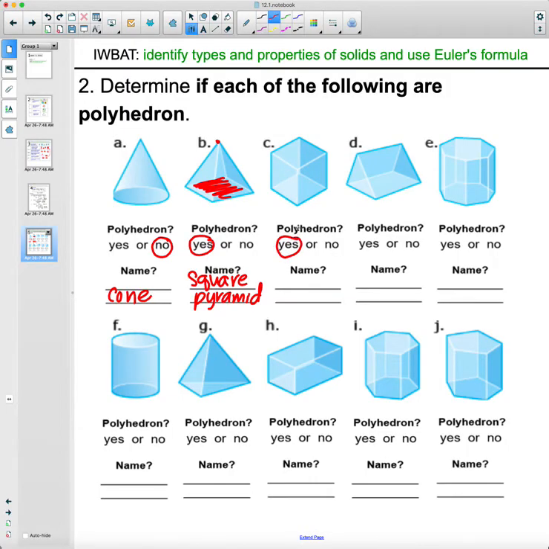Number one, it's a polyhedron because it's all square sides. So you could call this a rectangular prism, but more specifically calling it a cube because all of the sides are identical. Polyhedron for D, yes, because all of the faces are polygons. It stays a uniform shape all the way through instead of going up to a point, right? So this is a type of prism.